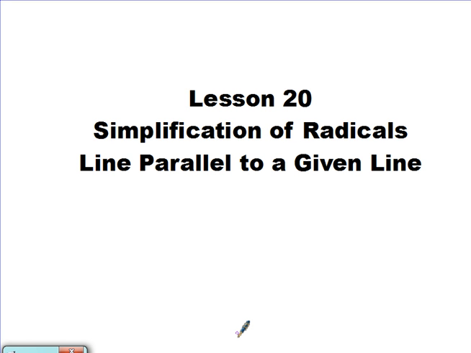Lesson 20, simplification of radicals and line parallel to a given line. The first thing that we're going to talk about is simplification of radicals, and we're going to do a problem as we work through the different steps. So here's the problem. We have 3 root 50 minus 5 root 200.